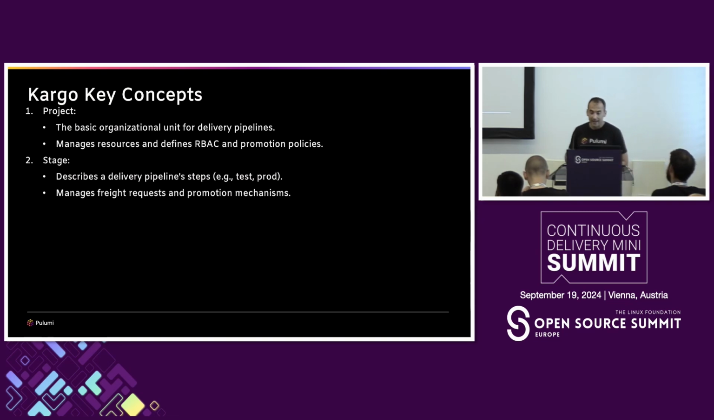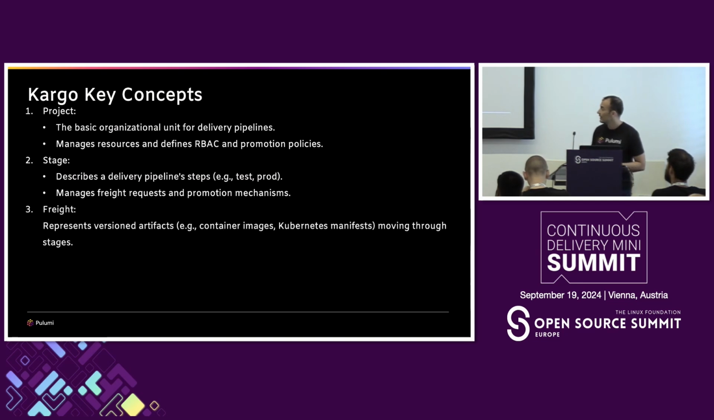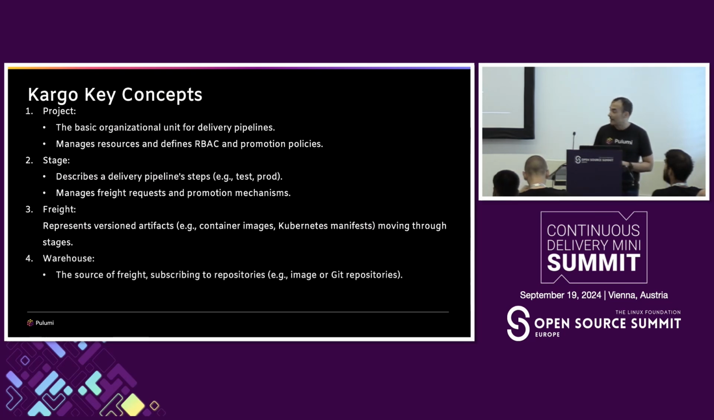You can name it. And now comes the point: it manages the freight request and promotion mechanism. And now we come to the freight, which represents a versioned artifact. And now comes the fun part: it is attached to a warehouse. A warehouse is a source of a freight. You see the analogy with Kargo and so on.